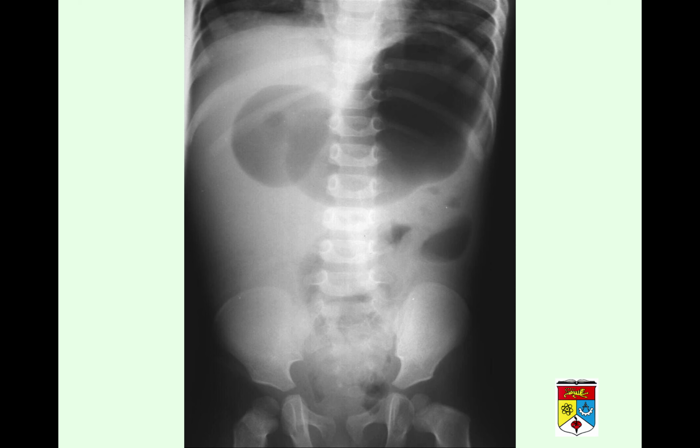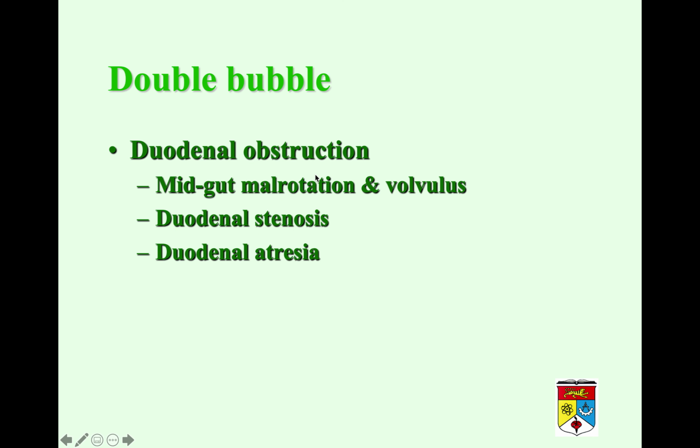In this one, of course, you see more than one. So you have one bubble and two bubbles. So, double bubble sign. With a double bubble sign, you have to think about a duodenal obstruction, in cases of duodenal stenosis, duodenal atresia, or even the more alarming surgical emergency, which is midgut volvulus. Midgut volvulus is most of the time because of malrotation, some abnormal congenital embryological abnormality related to the midgut.